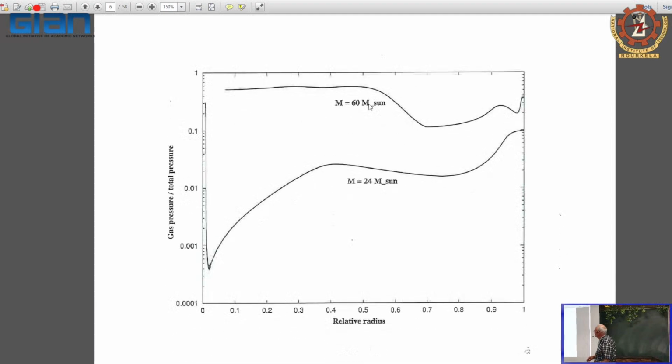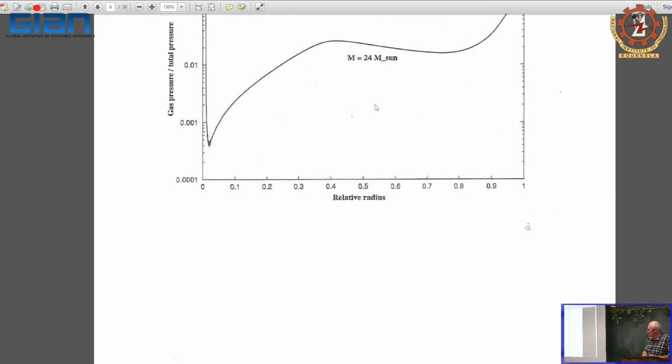For this example I've also plotted the ratio of gas pressure to total pressure, and you see for the 60 solar mass star the contribution of gas pressure never falls below 10%, whereas for the 24 solar mass star, associated with a small thermal timescale, the fraction of gas pressure in the star can become much less than 0.1. So the small thermal timescales are often associated with small contribution of gas pressure, or alternatively with dominant radiation pressure.